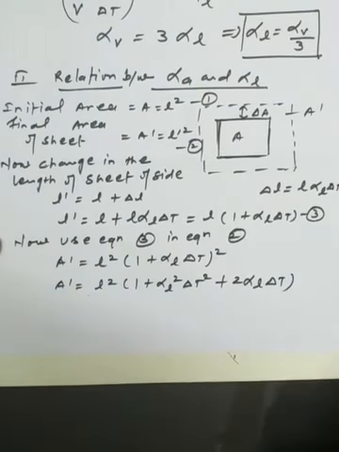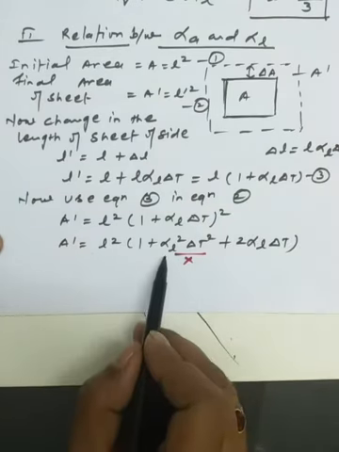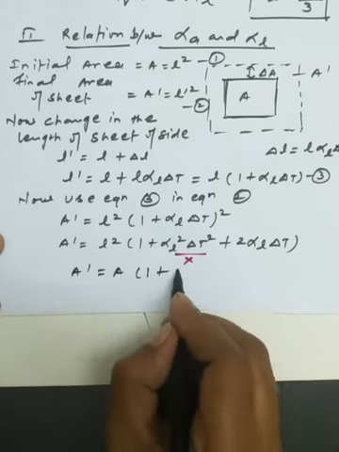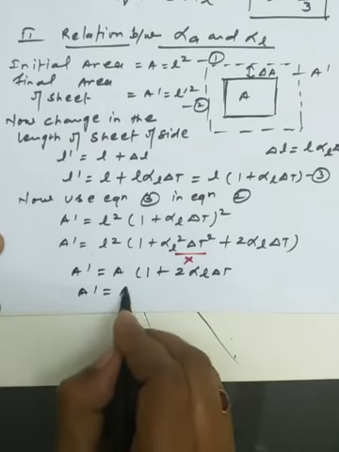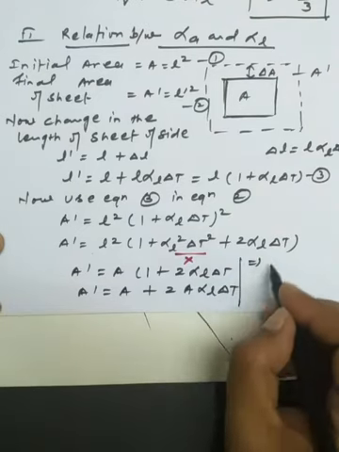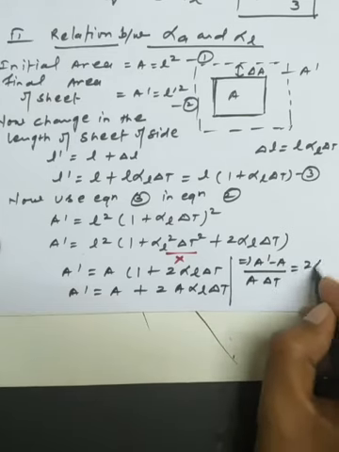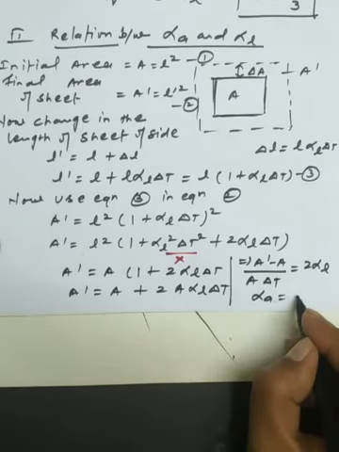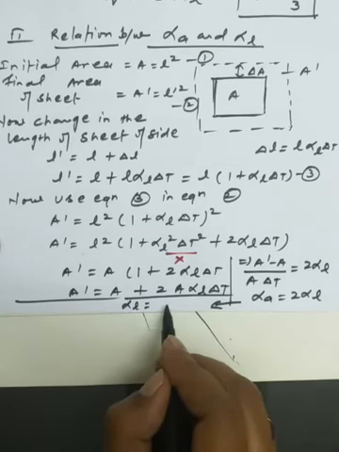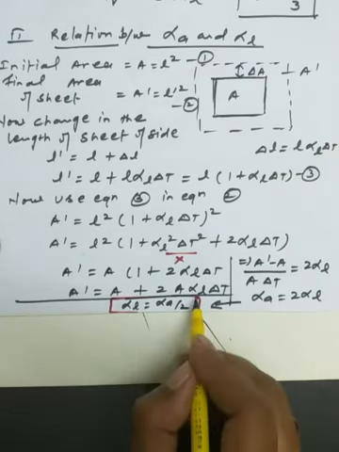This is the simplest representation, and we can neglect the squared term because the value of alpha L is very small, so its square comes out very small and can be neglected. So A dash can be written as A times (1 plus 2 alpha L delta T), that is A dash is equal to A plus 2 A alpha L delta T. So I can write that (A dash minus A) divided by A delta T is 2 times alpha L. Here alpha A is equal to 2 times alpha L, that is alpha L is equal to alpha A by 2. This is the simplest relation between alpha L and alpha A.